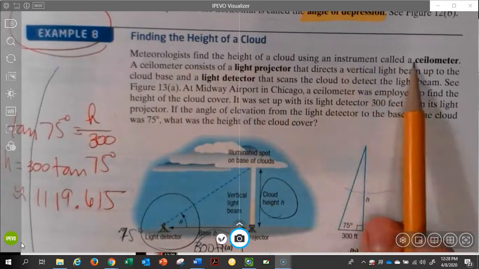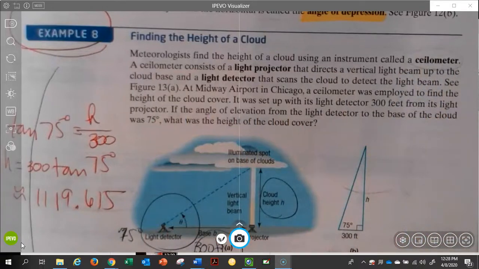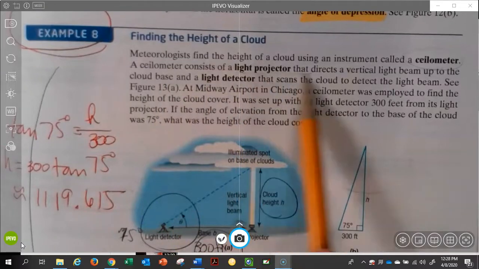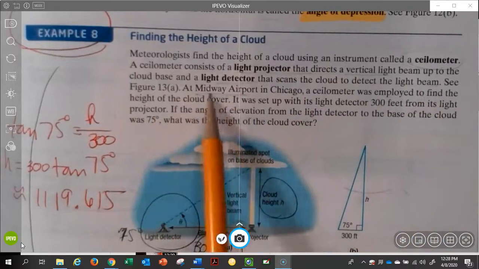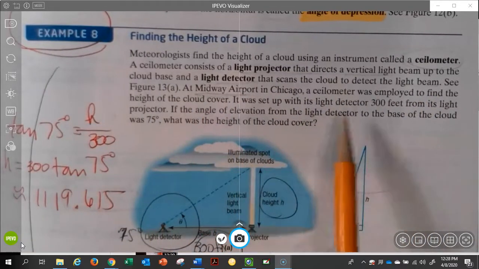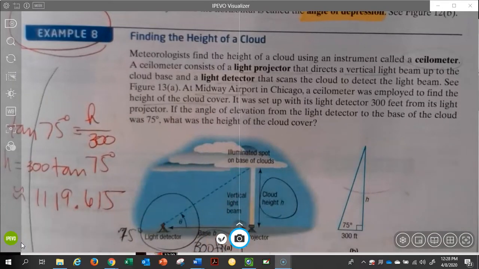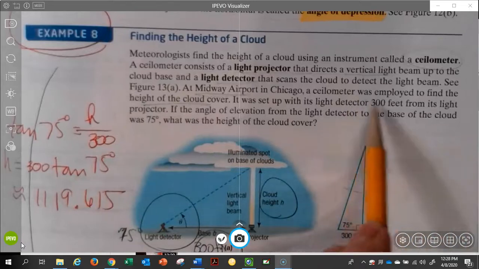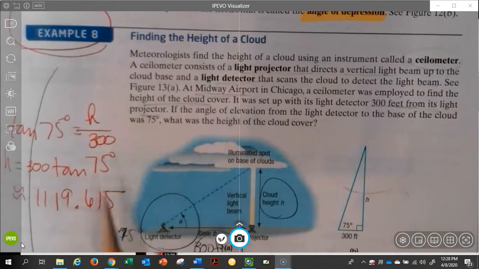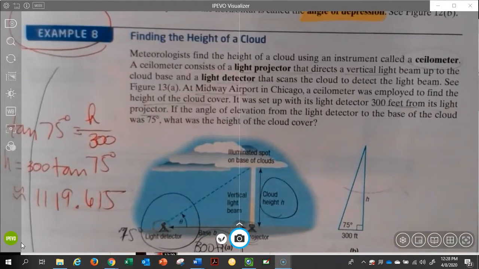Meteorologists find the height of a cloud using a device called a ceilometer. If it's German, it would be pronounced differently, so somebody pick a word for me. It consists of a light projector, a vertical light, and a detector. And then we're at Midway Airport in Chicago, where it was employed to find the height of cloud cover. It was set up 300 feet from its light projector. So we have the light projector and the light detector, and they're 300 feet apart.